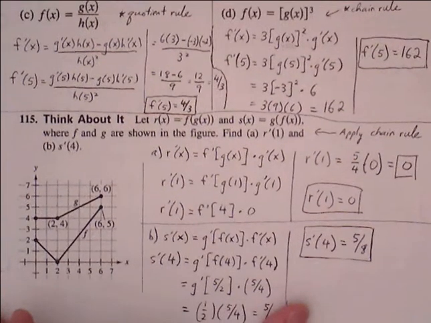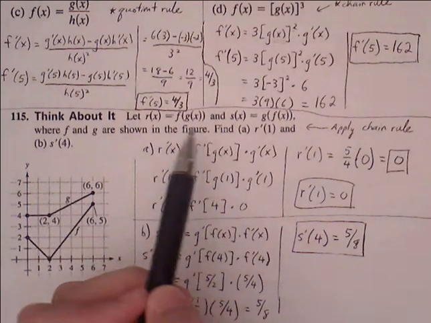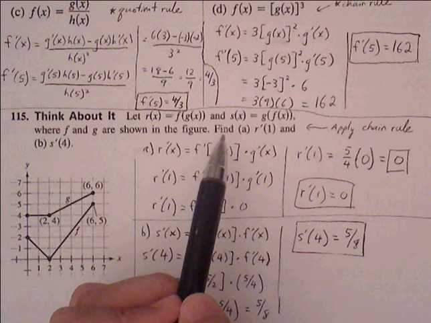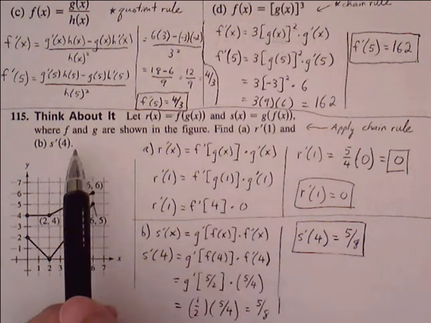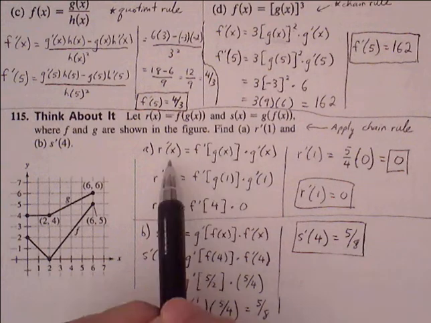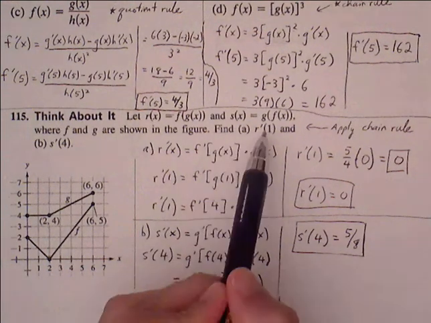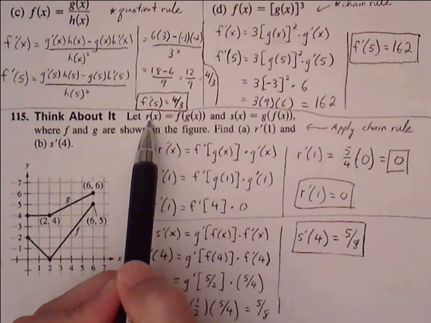Number 115. Let r of x equal f of g of x. Let s of x be g of f of x. Find r prime of 1 and s prime of 4. So for part A, we're trying to find r prime of 1. So r prime of 1 means that we first need to find r prime of x.